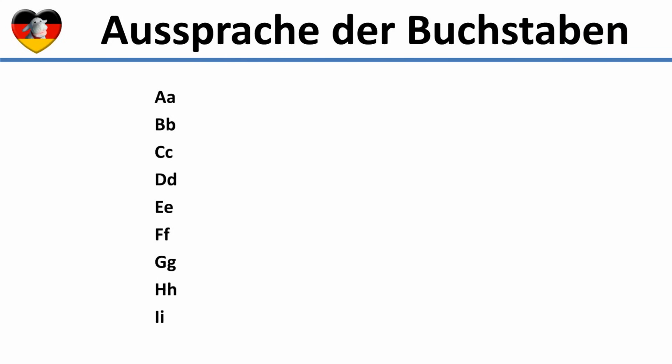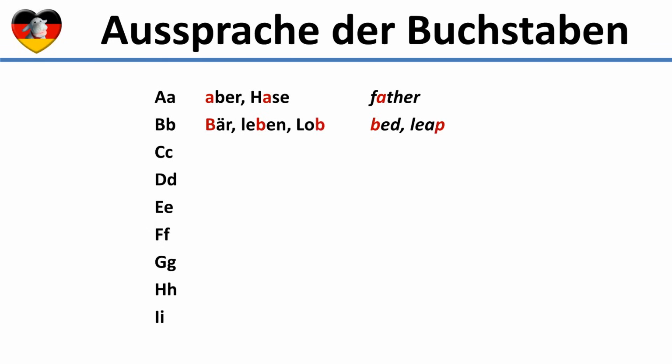Let's begin. The letter A is pronounced like in the English word father. For example, aber, Hase. B is pronounced like in English, Bär, Leben. However, when B is at the end of a word, it is pronounced like a P. For example, Lob.